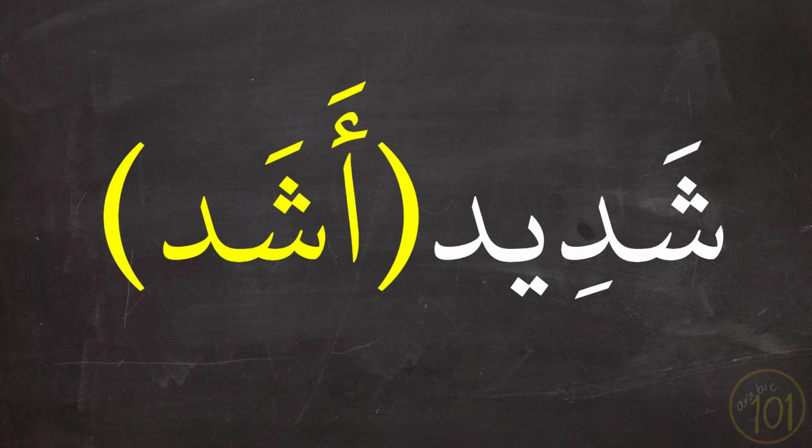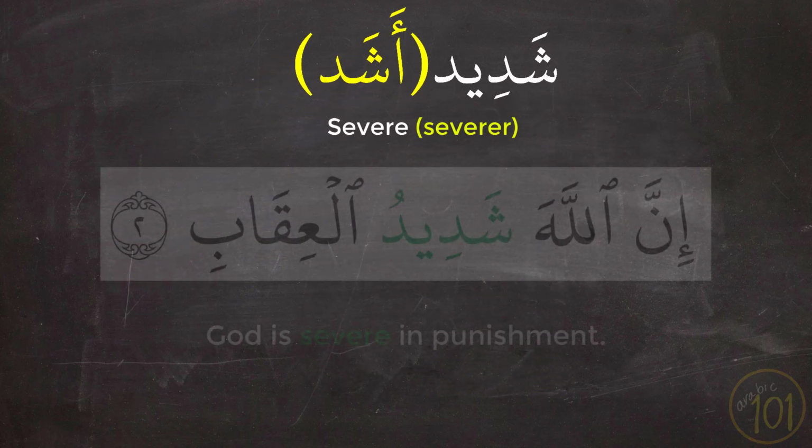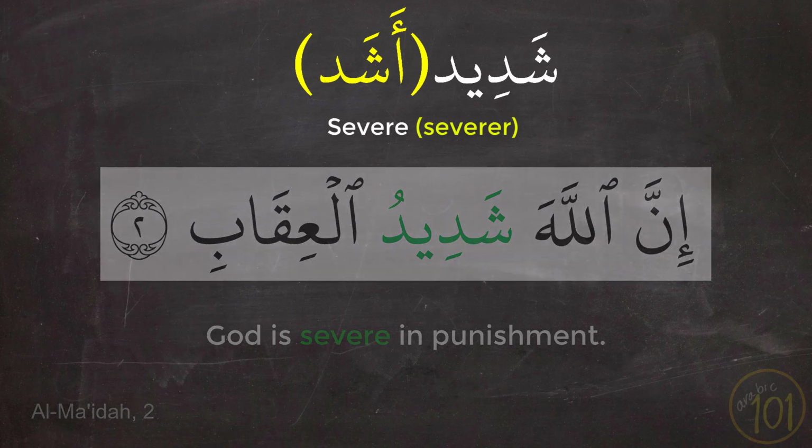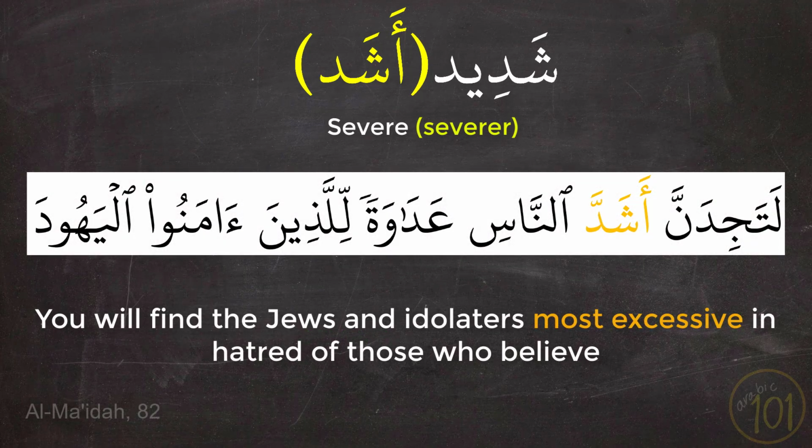Next is shadid and ashad. So shadid means severe or strong, and ashad means severer or stronger. We see them used in these examples. إِنَّ اللَّهَ شَدِيدُ الْعِقَابِ. لَتَجِدَنَّ أَشَدَّ النَّاسِ عَدَاوَةً لِلَّذِينَ آمَنُوا الْيَهُودَ.